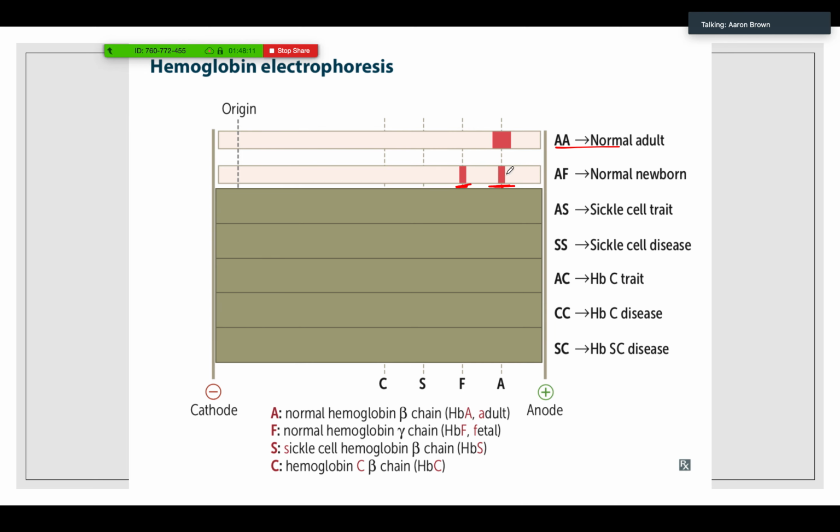Okay, so it tried to make it all the way to the anode, but since it's a little bit bigger, it couldn't quite get all the way. This is as far as it got. Let's look at our sickle cell trait.